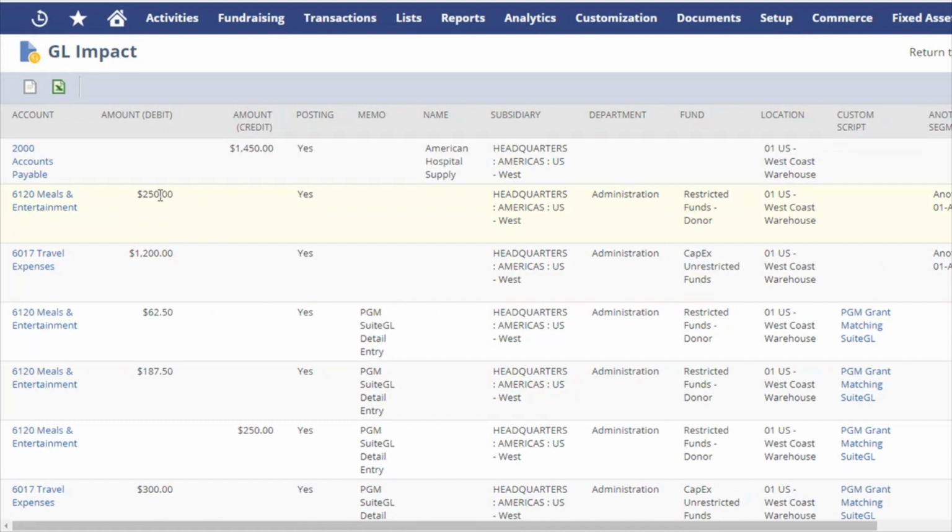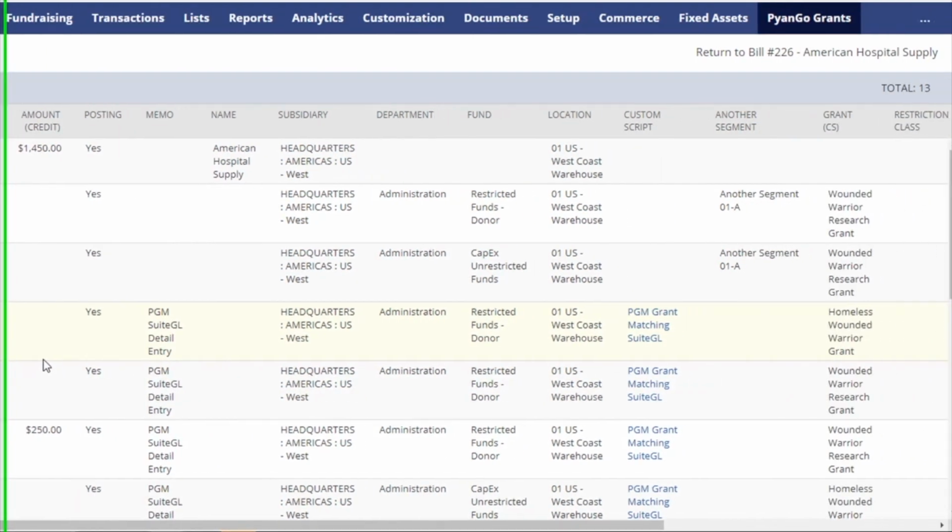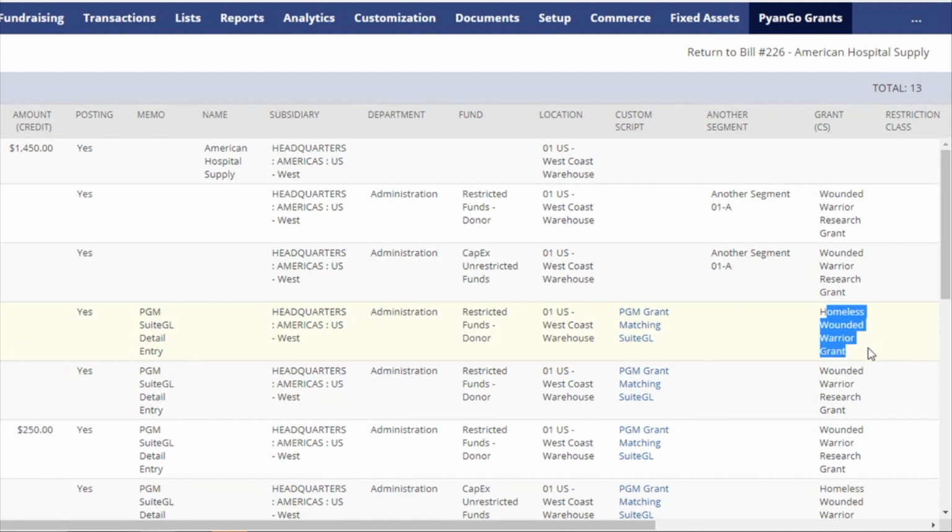So notice that we have the 250 line item impact from standard NetSuite, but then we have split that into two components at the detail level here using our SuiteGL capability. And so now we're charging that to the appropriate grant, either the Homeless Wounded Warrior at the 25% rate or the Wounded Warrior Research Grant at the other 75%. So we're basically doing a reclassification on a line-by-line basis for any of the expenses which are to be matched. And all of this is done in real time.